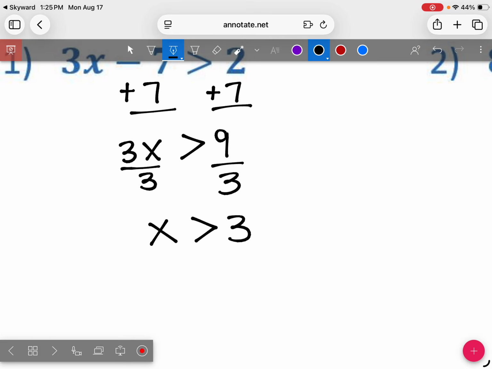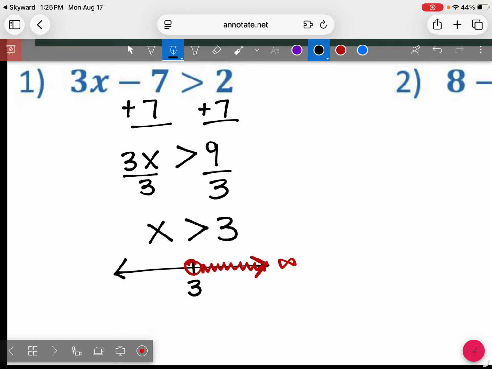So you don't have to graph it, but if you need to, you can. That means I have a 3 right here. 3 is not included and it's greater than, so we're going this direction towards positive infinity. So the smallest answer that can be a solution is 3. Does 3 get a parentheses, or does it get a bracket? Looking up here, is this one equal to or no? No. So what will 3 get? So it's 3 to infinity.